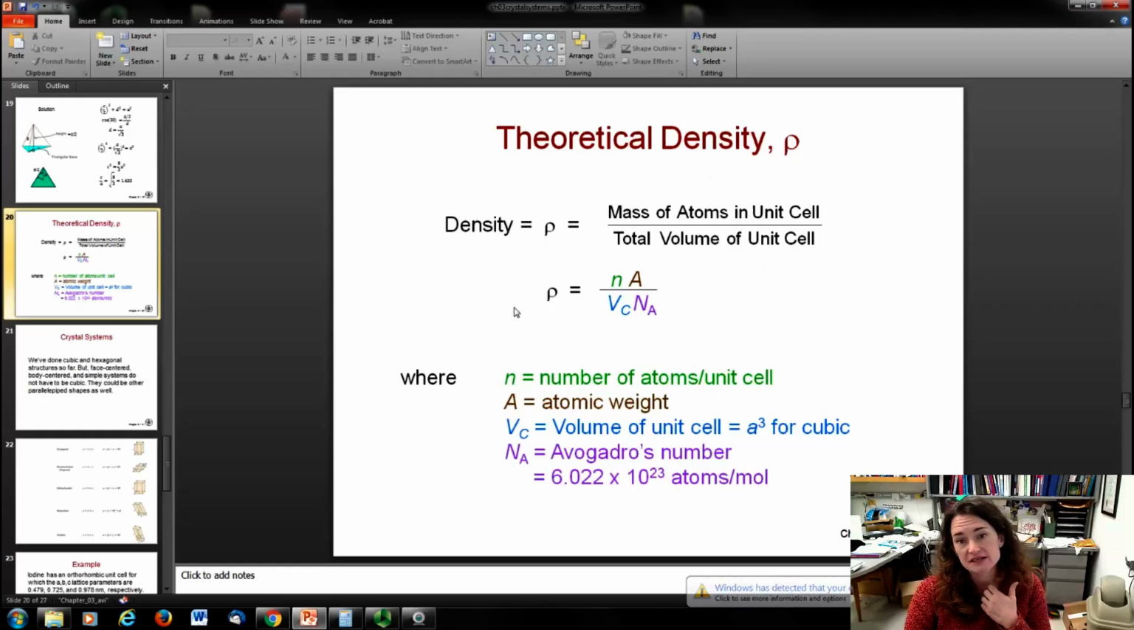Now, to find the mass of the atoms in the cell, you multiply the number of atoms per cell times the atomic weight of each atom. And then you divide by the volume of the cell, A cubed for a cubic cell. And then you multiply that times Avogadro's number, 6.022 times 10 to the 23rd atoms per mole.